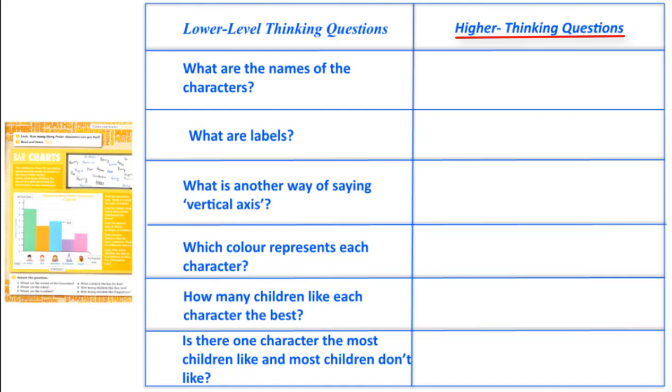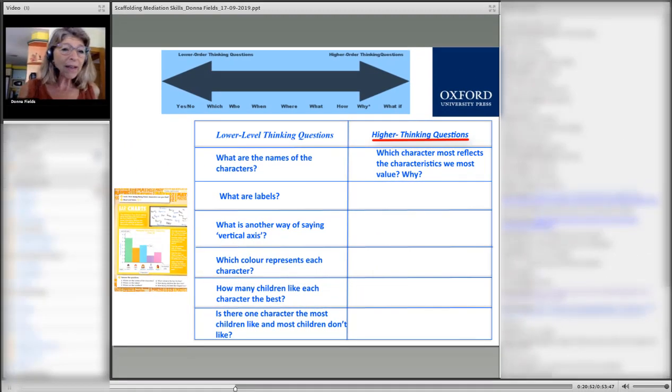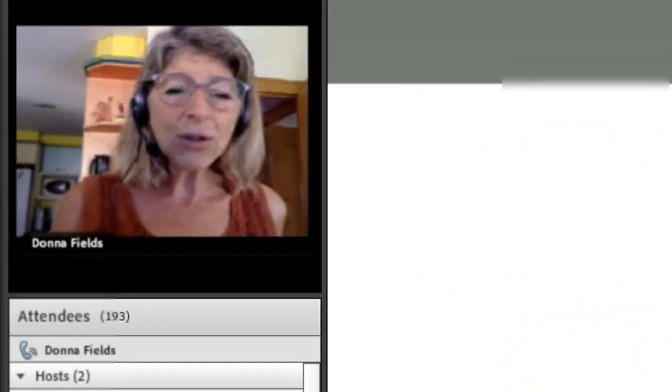All right? I'm going to give you an example for the first one. What are the names of the characters? Well, the names of the characters are right there, so you just have to look and read them. A higher level thinking question could be, which character most reflects the characteristics we most value? And why? Now, the information is on that page. You probably can't see it because it's very small. They will be able to answer that once they read a little more, talk to each other, negotiate meaning. Negotiate meaning is also a key phrase. So this is one activity you can do, negotiating meaning.